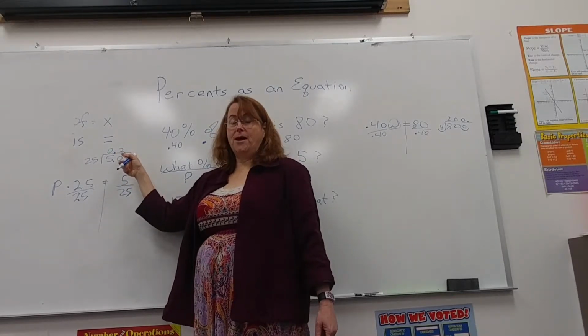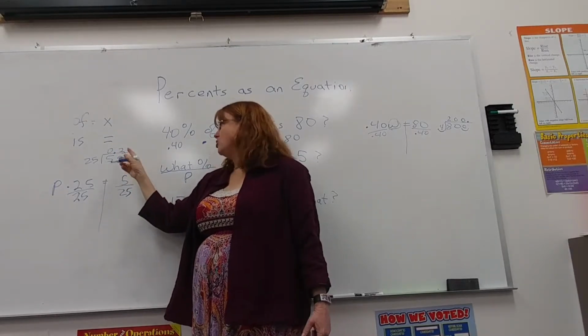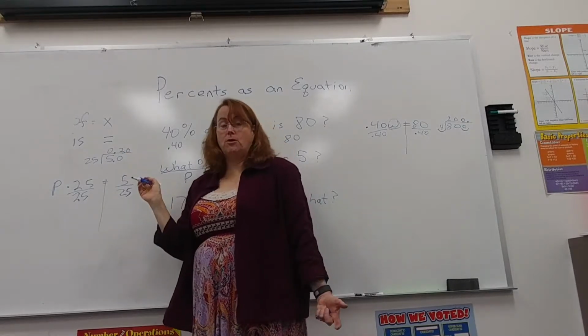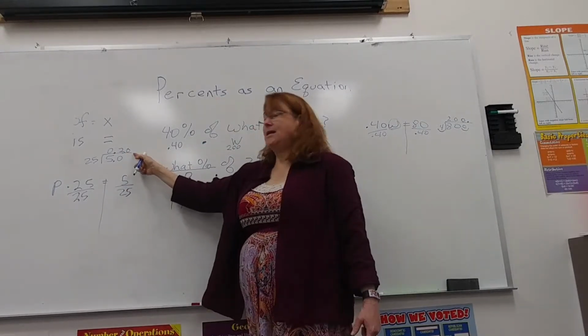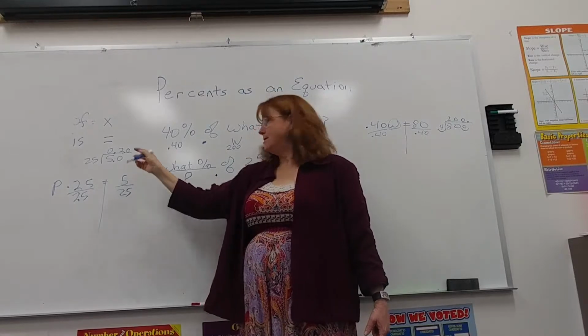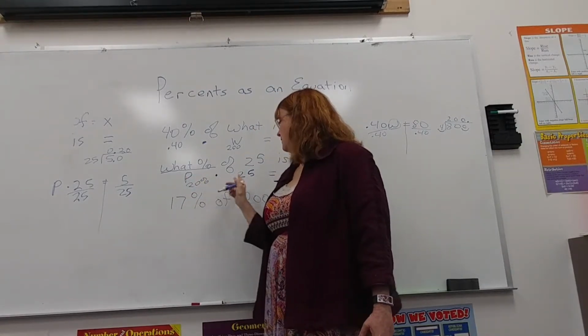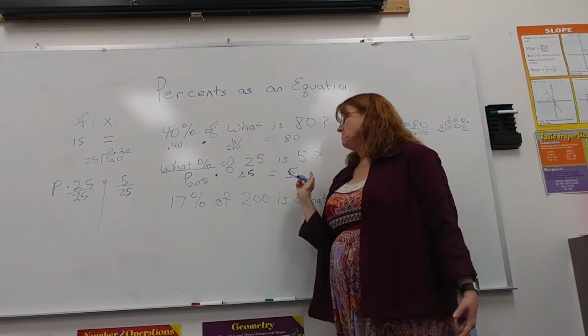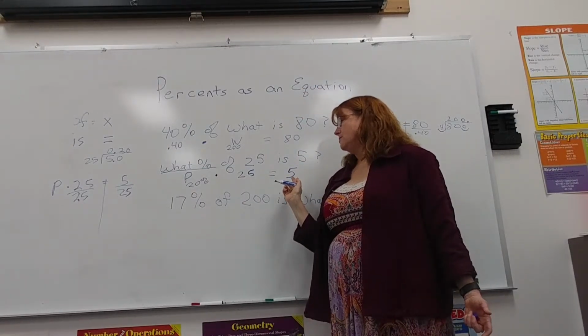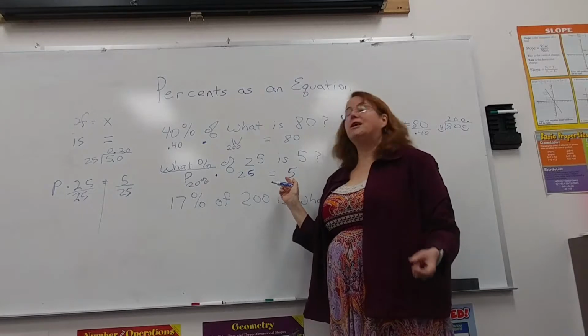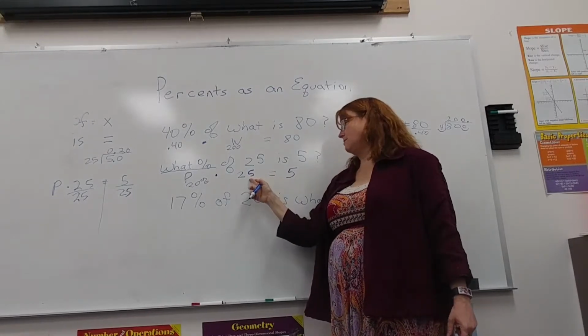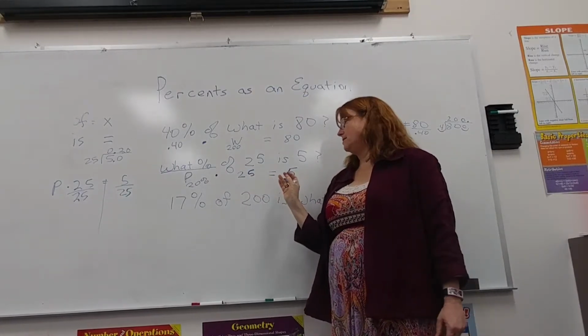Does that look like money? No, I need to make it look like money, so I'm going to add an extra 0 to make it look like money. How much money is that? 20 cents. It is 20% of 25 is 5. Does that make sense? 20% is 2/10 or a little bit less, and this is kind of a bit small, so that kind of makes sense. It's a smaller number.